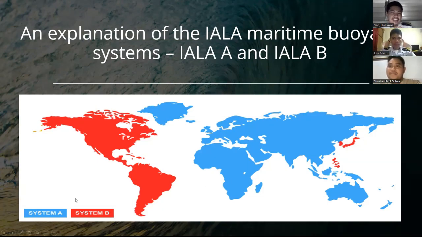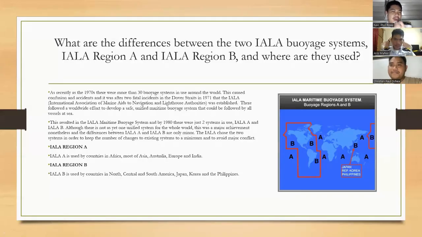As you can see here, System A or IALA A is colored blue, while System B or IALA B is painted in red. These are the countries that belong to System B. So what are the differences between the two IALA voyage systems, IALA A and IALA B regions, and where are they used?